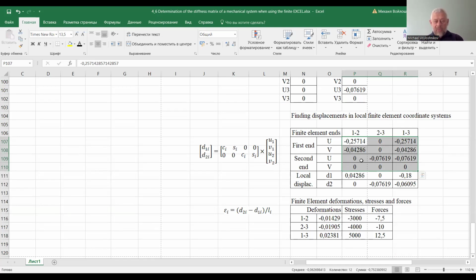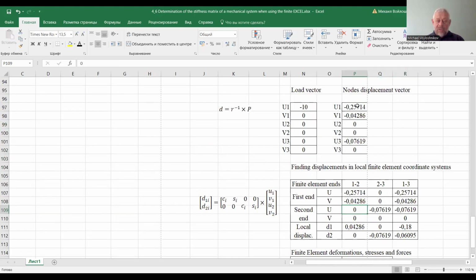To transform from the global coordinate system the displacements of the ends of finite elements, which at the same time are the nodes we got in the global coordinate system before by the product of the inverse stiffness matrix on the vector of the acting external load.